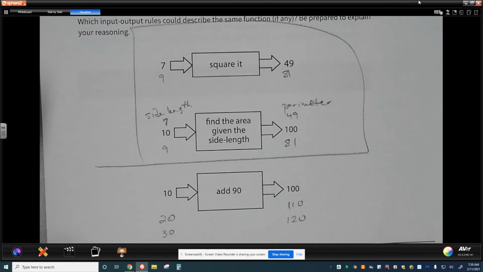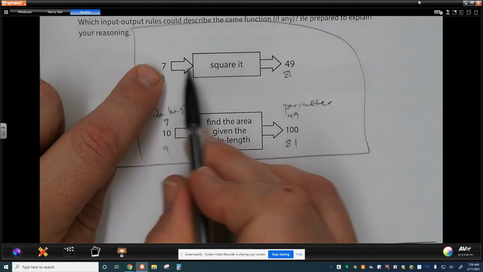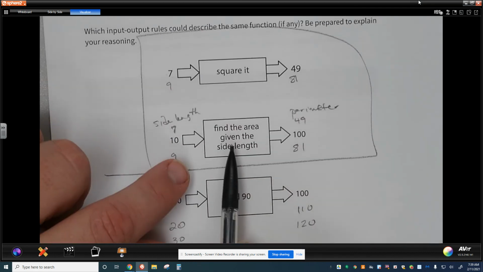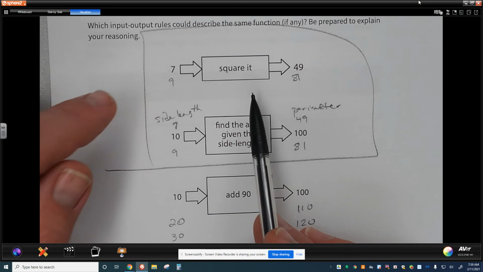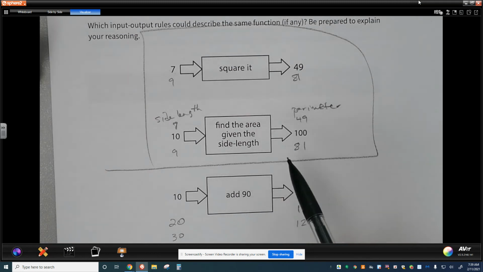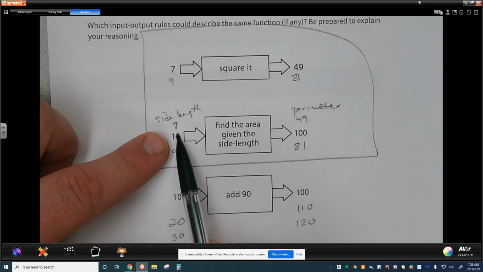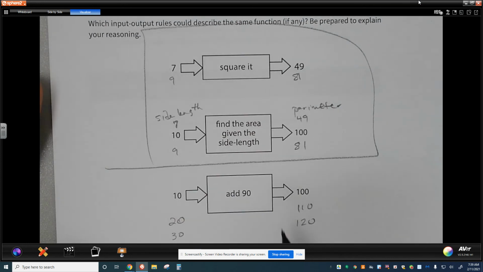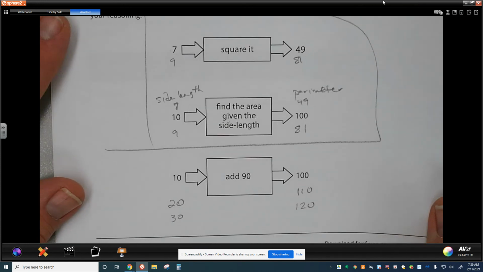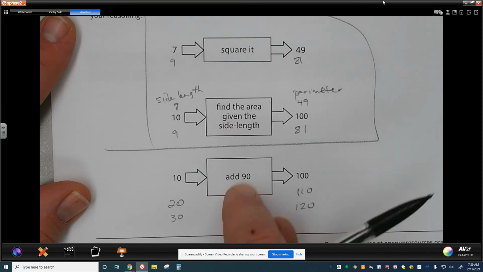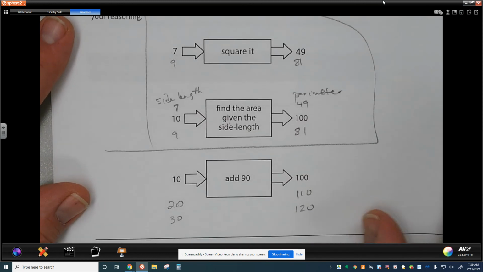And the reason behind it is because they're both operating in the same way. They're both using multiplication and they're both squaring the input. So this one, we could just say the input is squared. We could also say this one, that given the side length, I can find area by multiplying the side length by itself. In this case, there's no multiplication, so these two values cannot describe each other. Or excuse me, this function is not describing the same thing as these other two functions.